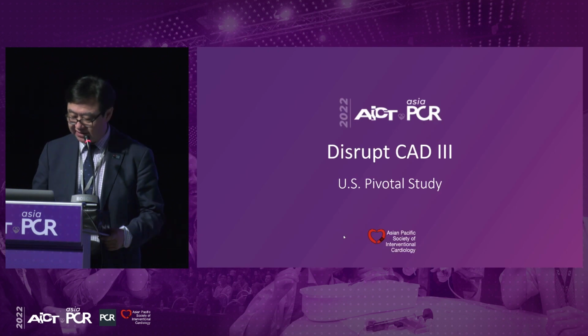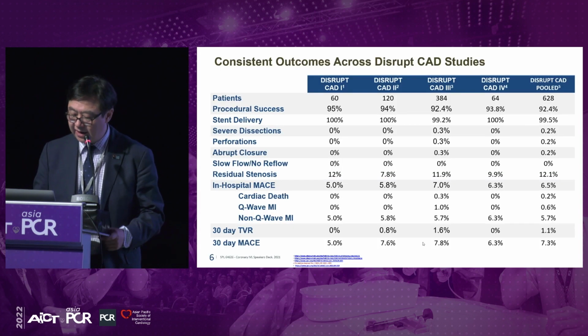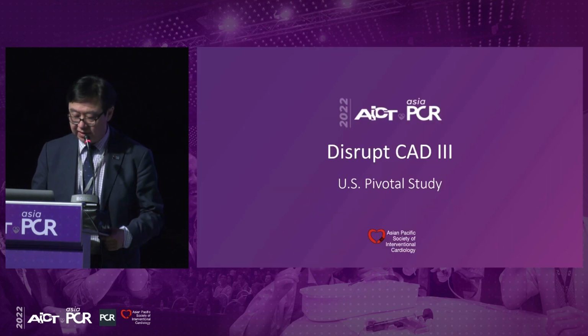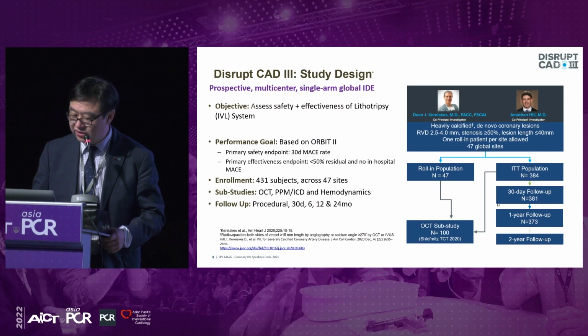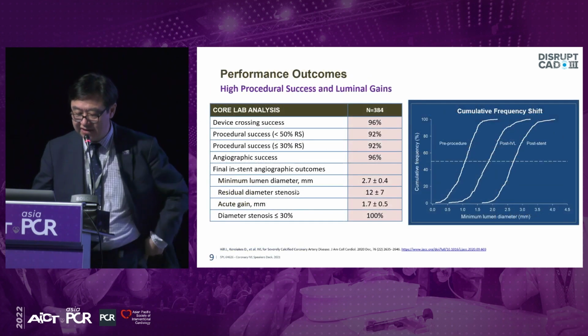Target vessel revascularization, you can see here, are very low rates, and MACE events at in-hospital and 30 days have remained very low. Let's look a little bit at the biggest trial, which is Disrupt CAD3, US pivotal. And this is done, as you can see, intention to treat population. And of course, going to be 2 years follow-up. The OCT substudy is about 100 patients, and the enrollment around 400 patients. But you can see there's 384.